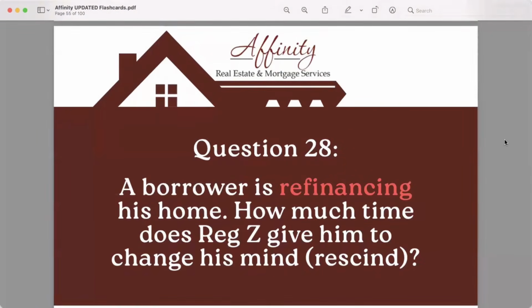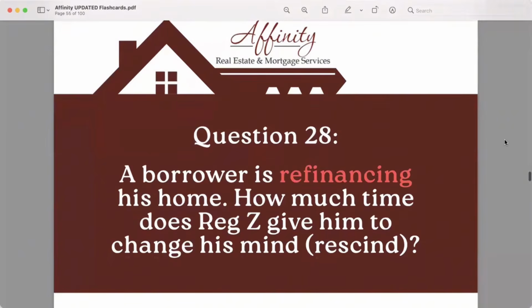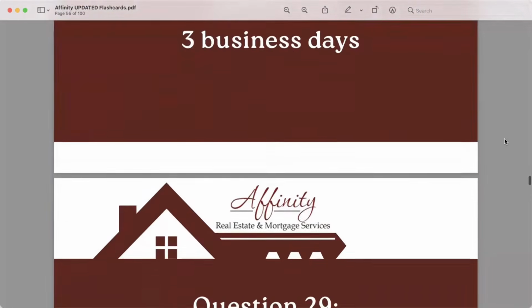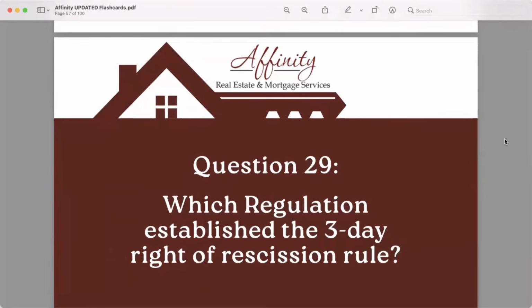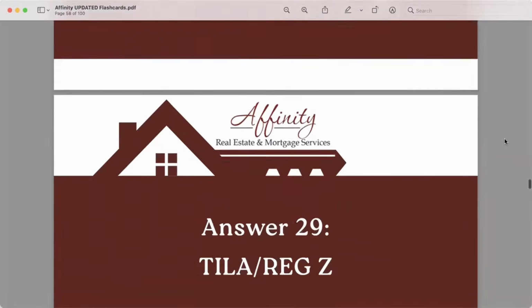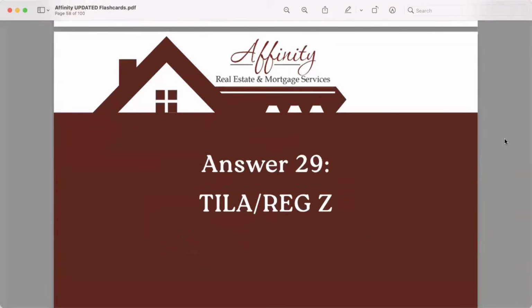Question number 28. A borrower is refinancing his home. How much time does Regulation Z give him to change his mind or rescind? The answer is 3 business days. Question number 29. Which regulation established the 3-day right of rescission rule? The answer is TILA Regulation Z.